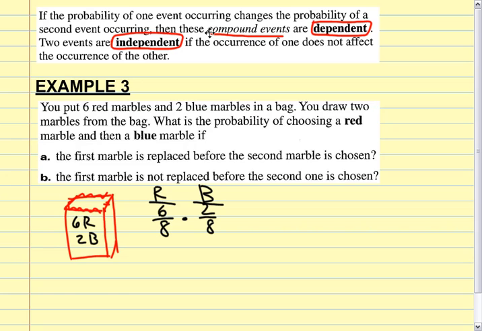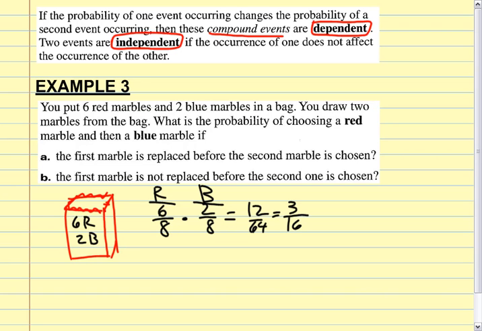And you know what? If I want to know the probability of 2 things happening, I multiply their probabilities. What would the probability of choosing a red and then choosing a blue be? It's the probability of choosing a red times the probability of choosing a blue. What is that? Well, the non-reduced version would be 12/64. And what's the reduced version? The reduced version is 3/16.